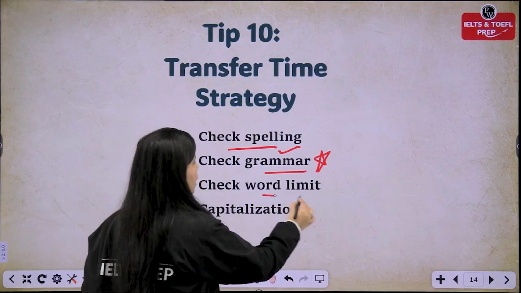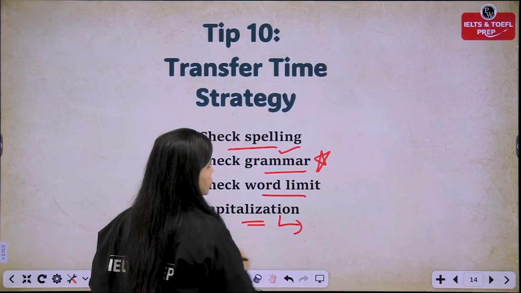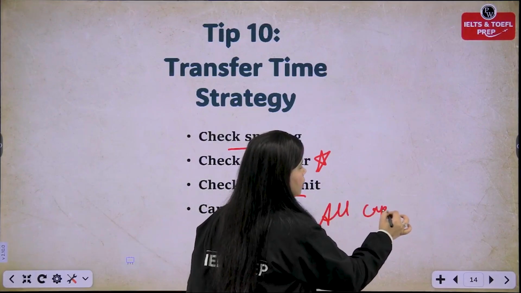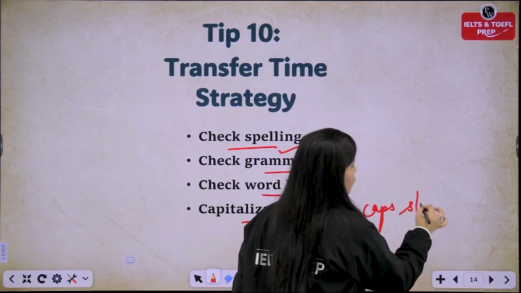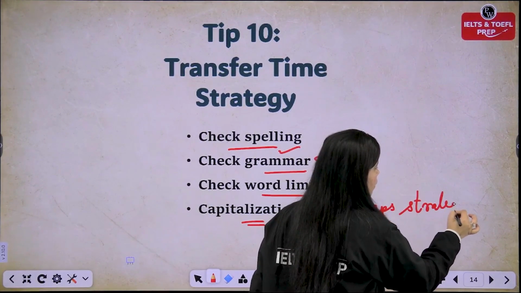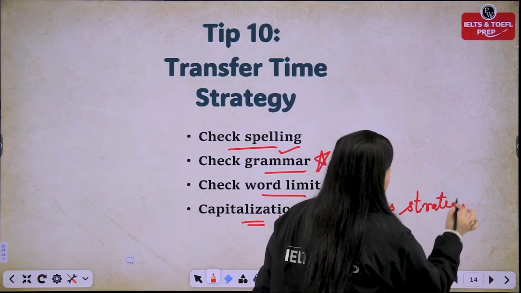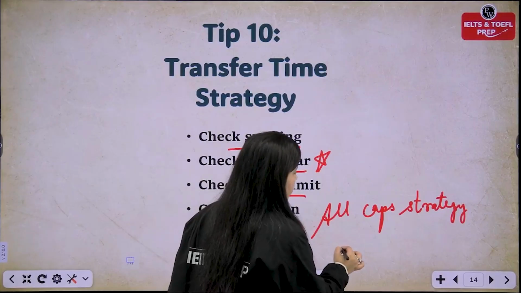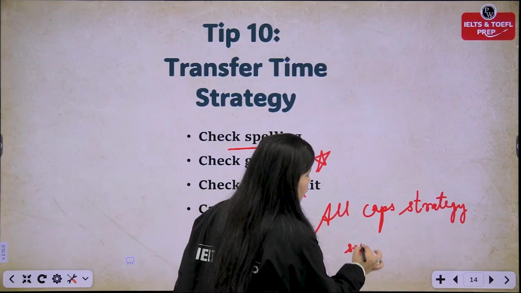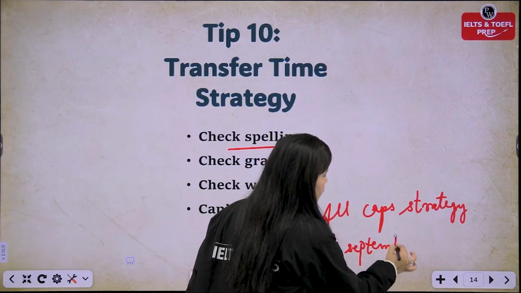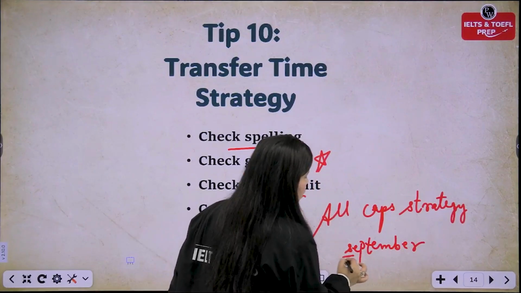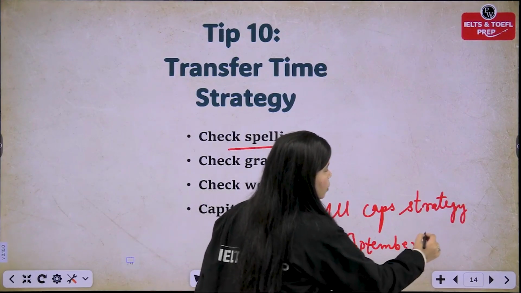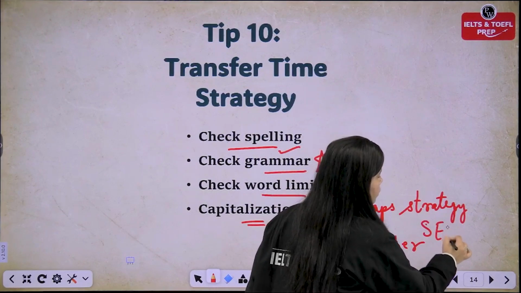Check word limit and capitalization. Capitalization means, I personally call it all caps strategy. So it is better if you write all 40 answers, every single letter in caps. For example, if your answer is September, and because it's a proper noun, you are beginning with small s, it could be marked wrong. So to avoid such punctuation errors, it's better to write like this in all caps.